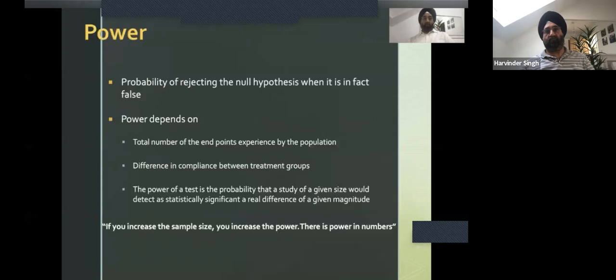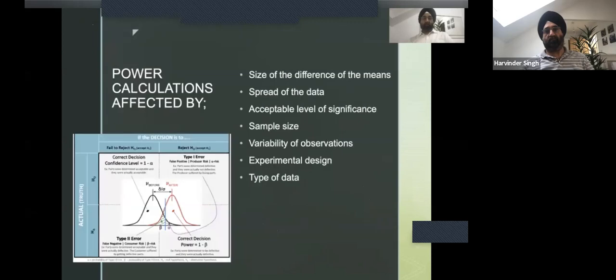So the power is the probability of rejecting the null hypothesis when it is actually false. This depends on the total number of endpoints, either it is one-tailed or two-tailed, the difference in compliance, whether there's crossover between treatment groups, and it is the probability of a study of the given size to detect a statistical difference of a given magnitude. If you increase sample size, you increase the power of the study.